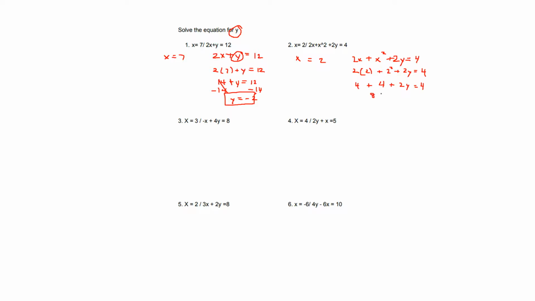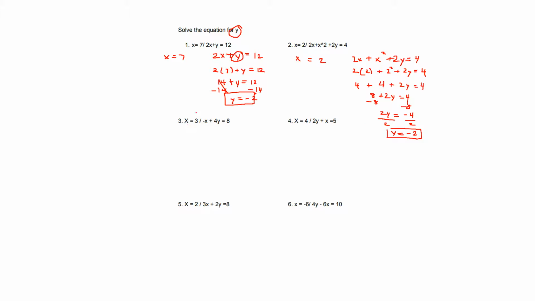4 plus 4 is 8. 8 plus 2y equals 4. Get rid of the 8 on both sides, or subtract both sides by 8. So it becomes 2y equals -4. Divide both sides by 2 so that we isolate the y, so it becomes -2.